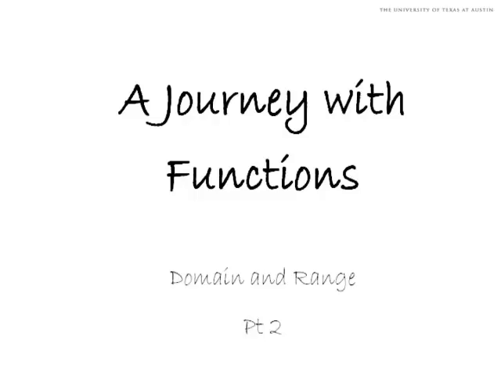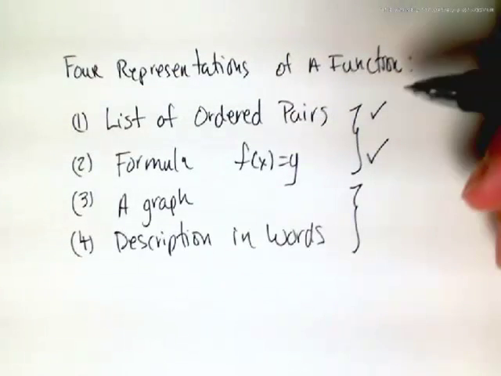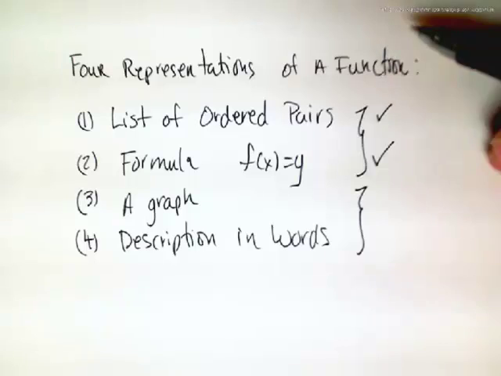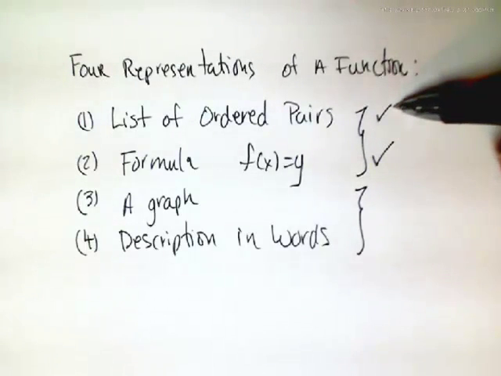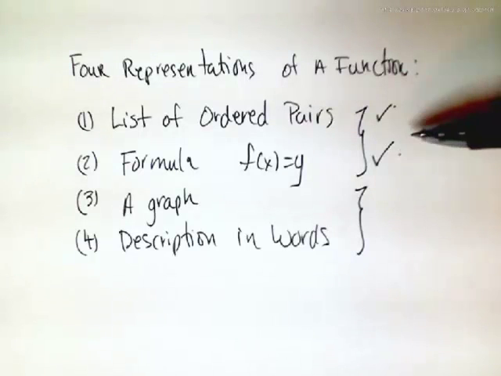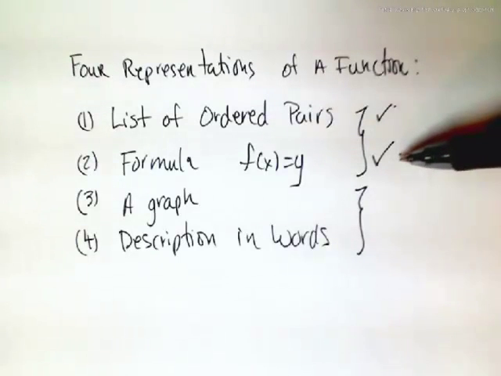Okay, we now pick up with part 2 of exploring domain and range in our journey with functions. In the last video, we were looking at how to find the domain and range of our first two representations of a function, a list of ordered pairs and a given formula. We discovered it was pretty easy to find the domain and range given a list of ordered pairs, and it required a little more thought to find the domain and range given a formula.